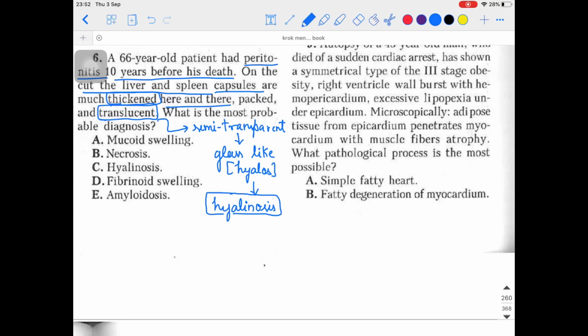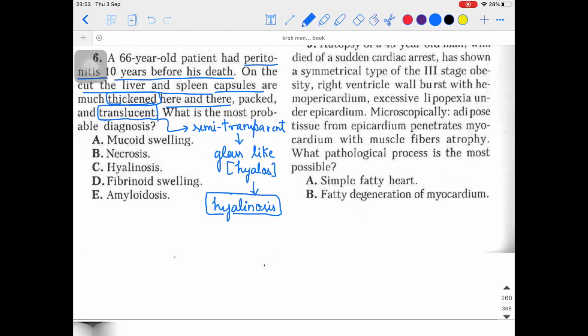Fibrinoid changes, it is deep irreversible connective tissue disorganization. So mucoid swelling was reversible, fibrinoid changes is irreversible. Next point, microscopically. Metachromasia was present in the mucoid swelling, but in the fibrinoid changes, metachromasia is not there.